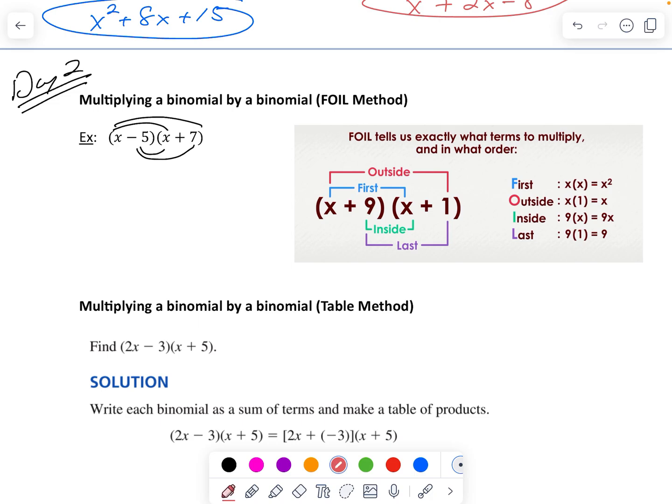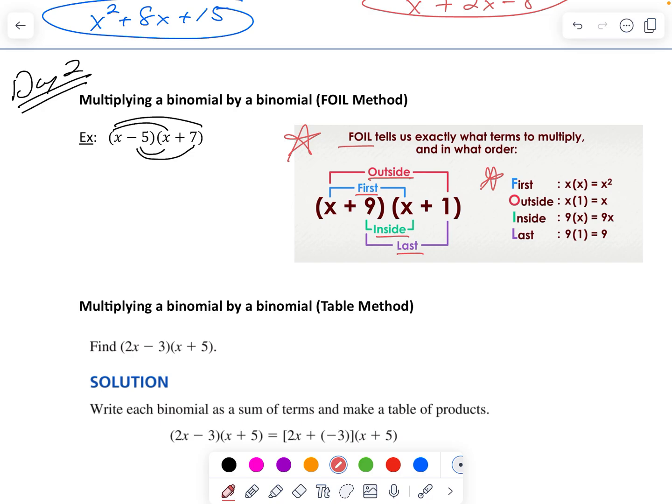Well, there is an acronym that helps us remember what to do. FOIL. FOIL stands for first, outer, inner, last. Notice we do the first terms first here in blue, okay? Then we do the outermost terms. Then we do the innermost terms. And then finally do the last terms. It's the same thing we did in the previous example by distributing.